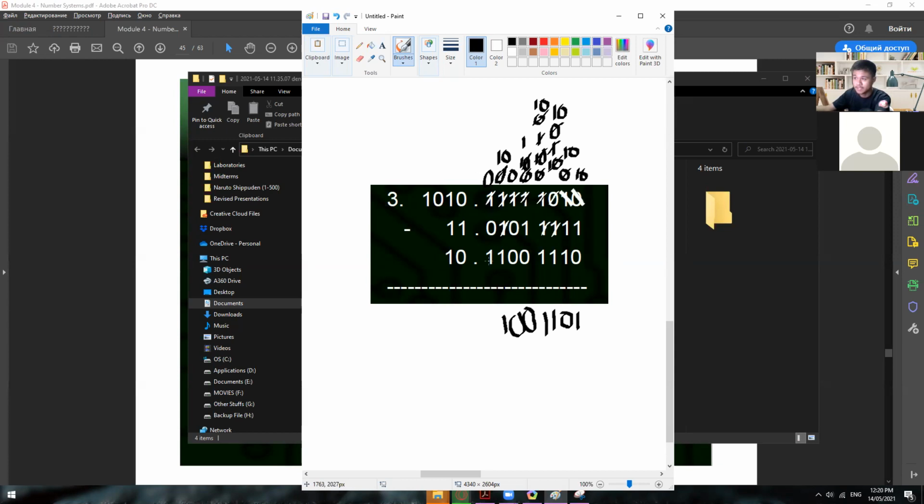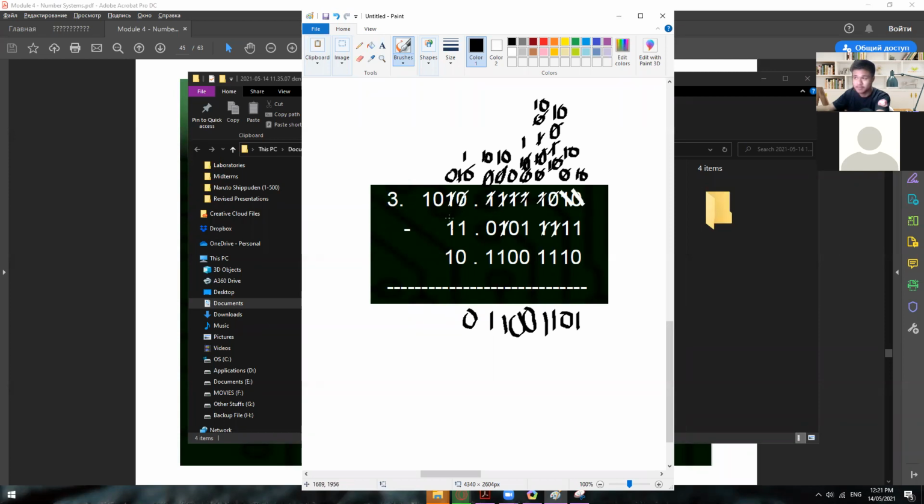But 0 minus 1 cannot be, so we have to borrow again from this guy. But then again, this guy doesn't have anything, so he has to borrow from his neighbor. So 1 will become 0. 0 will become 10. Okay, so now we can borrow from this guy since he has something that he can let us borrow. So 10 will become 1, and then 0 will become 10. Okay, and then 10 minus 1 is 1. 1 minus 1 is 0.